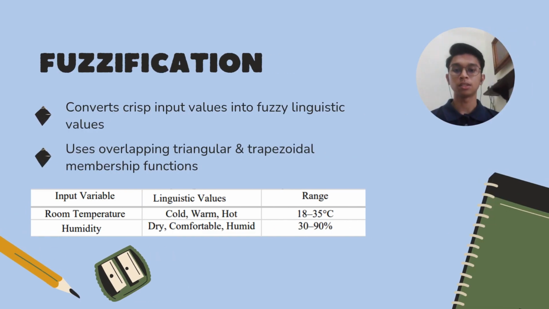Fuzzification is the process of converting exact input values into fuzzy terms. In our system, we use room temperature and humidity as inputs. Each input is broken into linguistic values like cold, warm, or hot for temperature, and dry, comfortable, or humid for humidity. These values are defined using overlapping triangular and trapezoidal membership functions. For instance, a temperature of 24 degrees Celsius might fall slightly into both the warm and hot categories.